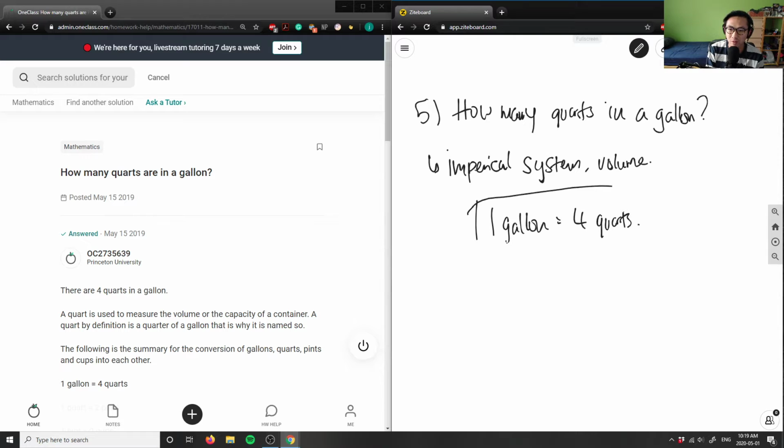So 1 gallon equals 4 quarts. This is my correct solution and answer here. There's nothing really we need to do to this math problem. It's just asking what the conversion factor is for how many quarts are in a gallon. We should know this by now in terms of the empirical system. So again, 1 gallon equals 4 quarts, and the solution here is correct.